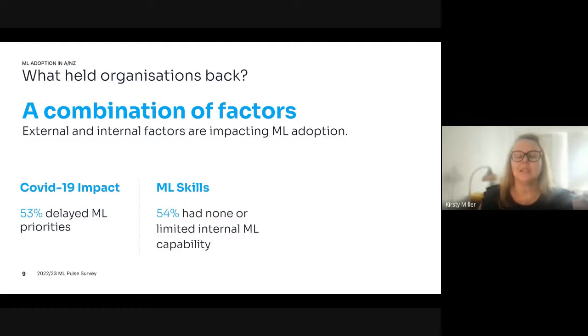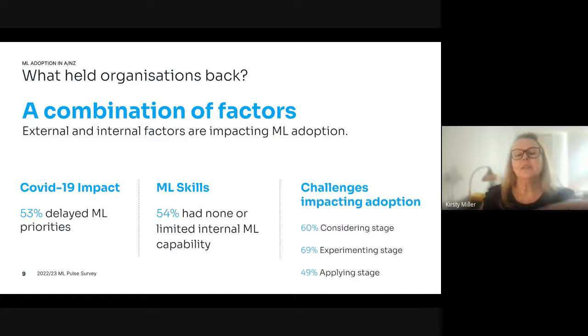Another factor that always impacts machine learning adoption, or indeed progression within the machine learning journey, and in fact success with machine learning, is the amount of internal machine learning capability that organizations have. And this is obviously one of the questions we asked. And over half the respondents in this survey had none or limited internal machine learning capability. So while we can't make a direct correlation, definitely I feel like that's one of the factors that has impacted people progressing their machine learning journeys or even starting.